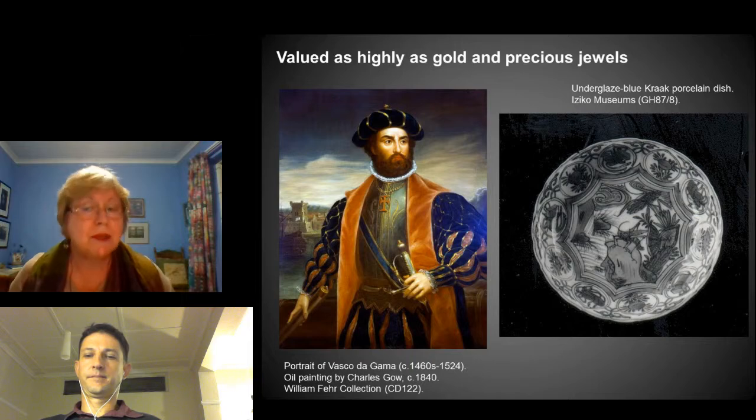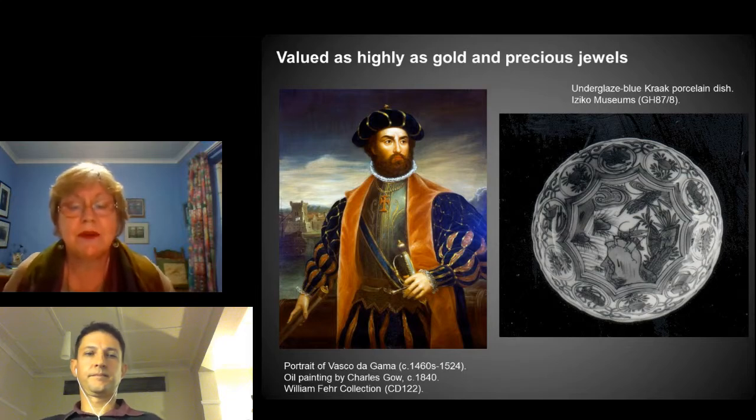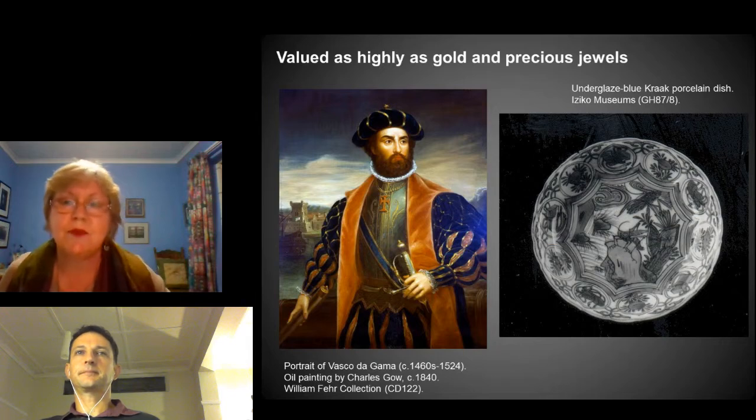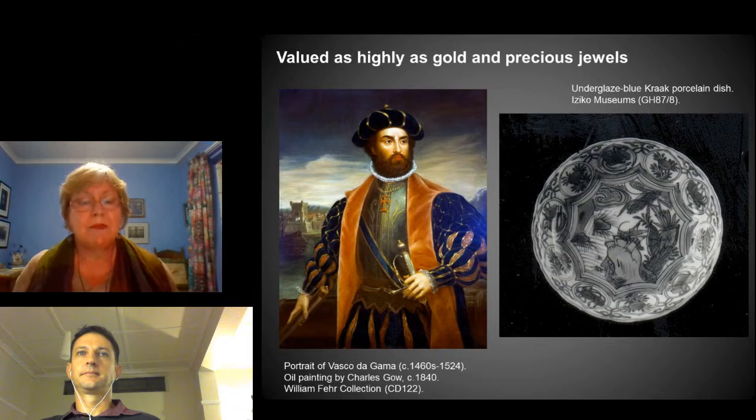got to some of the Portuguese carracks that were en route to Europe, and some of the ceramics on these carracks, such as the blue and white. Unfortunately, it's a black and white picture, but it's a blue and white Kraak porcelain dish. And these are the kinds of ceramics that they laid their hands on first and foremost.